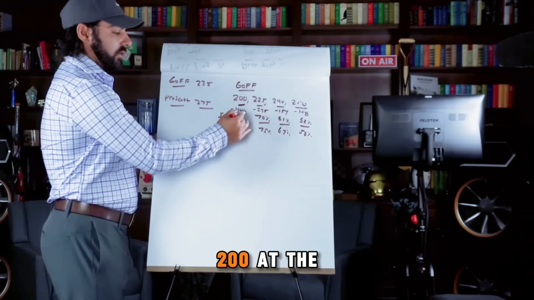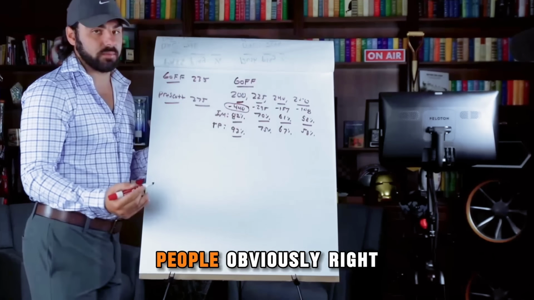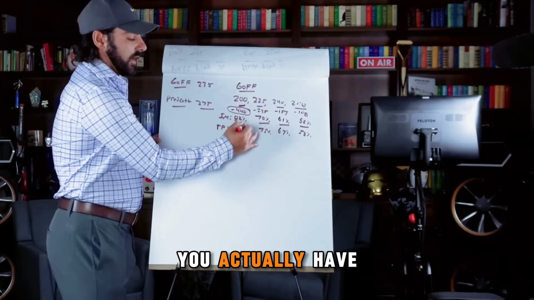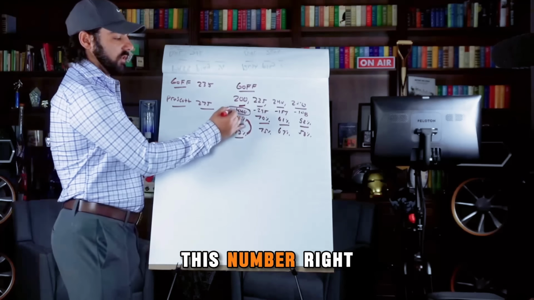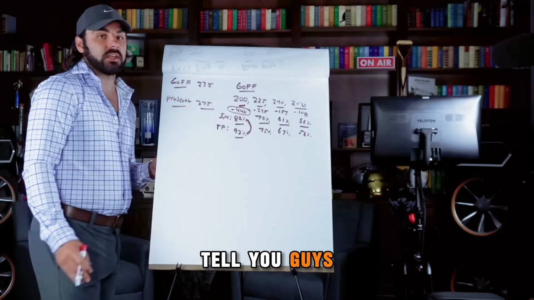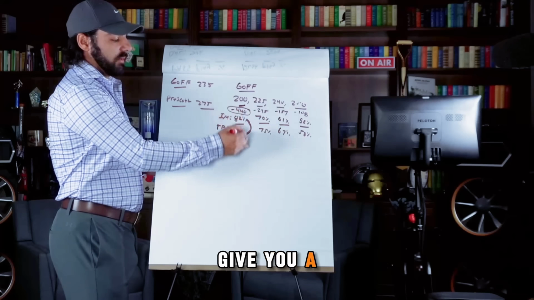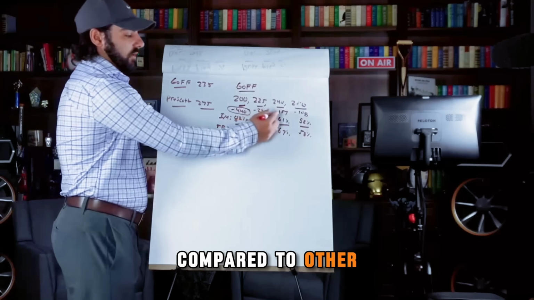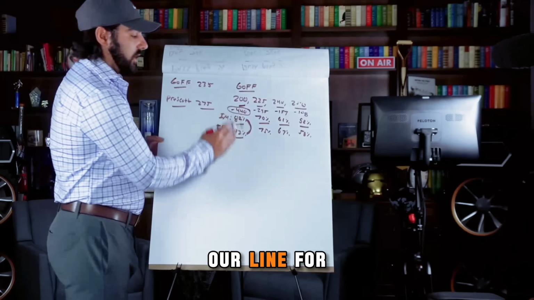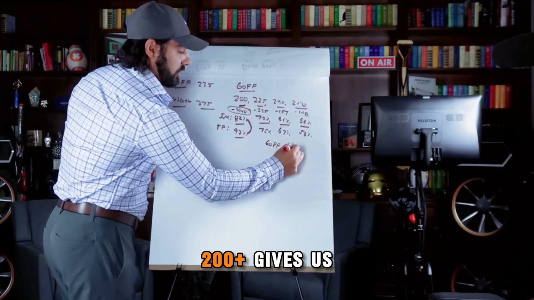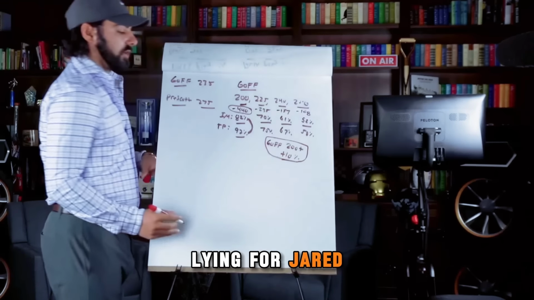But then at 200, at minus 440, which might scare a lot of people, obviously, because it's a higher odds, you actually have the biggest advantage here. You have a 10% edge at this number right here. This is why I try to tell you guys, sometimes it plays out like this, to where the higher odds will give you a massive advantage compared to other numbers. So based off of percentage and probability, our line for Goff to get 200 plus gives us a 10% edge. So that's where we would be laying for Jared Goff.